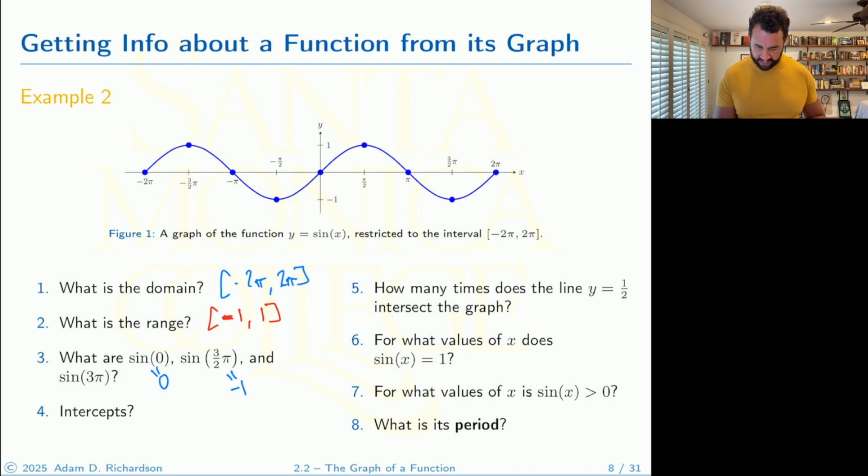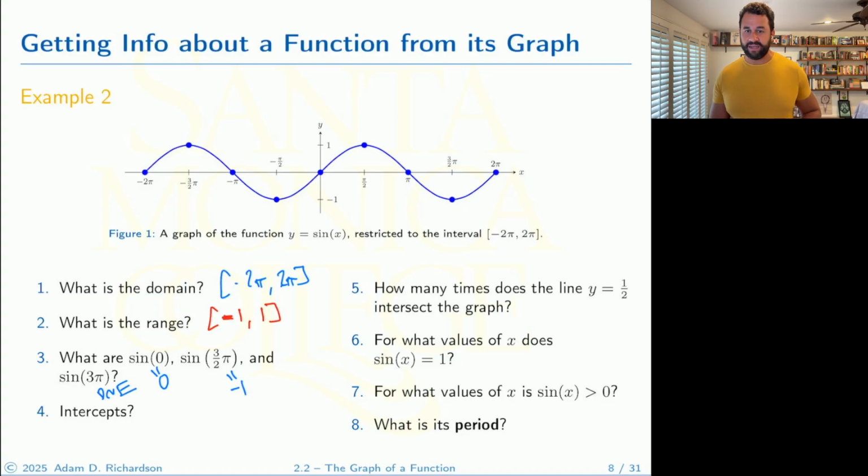All right, what about sine of 3 pi? Let's look for it. So we're looking for an input of 3 pi. See, 3 pi is over here. Okay, well, this function here is not defined at 3 pi, so this one does not exist. Sine of 3 pi doesn't exist.